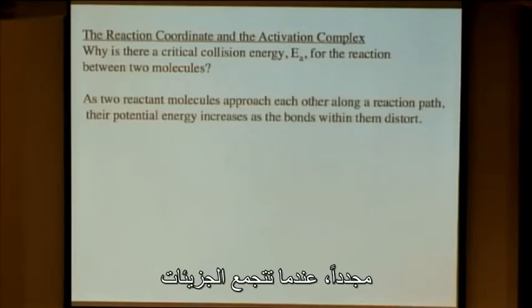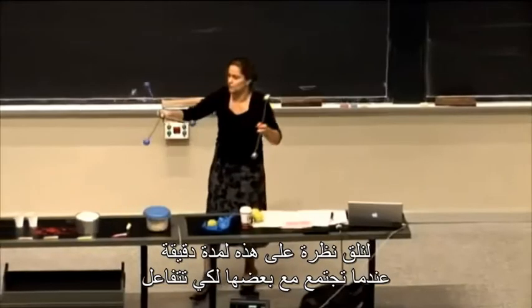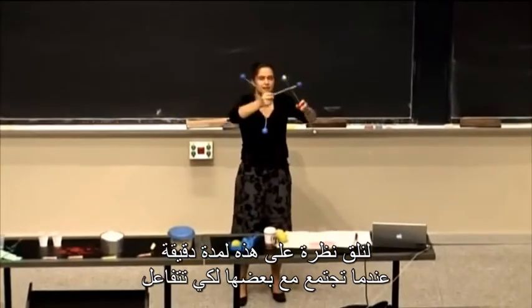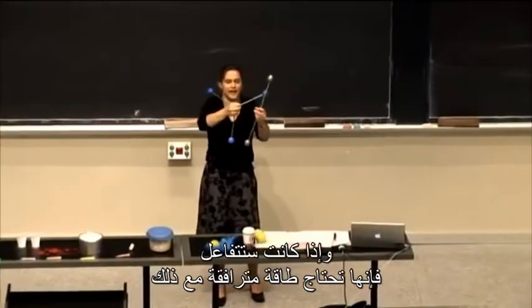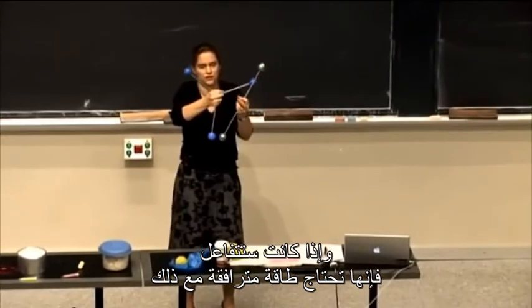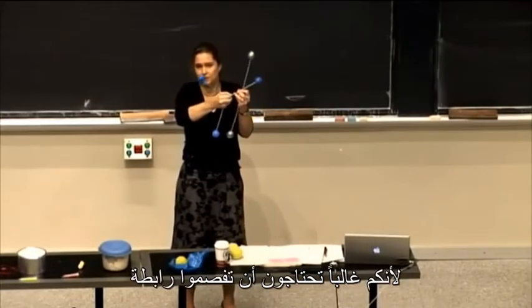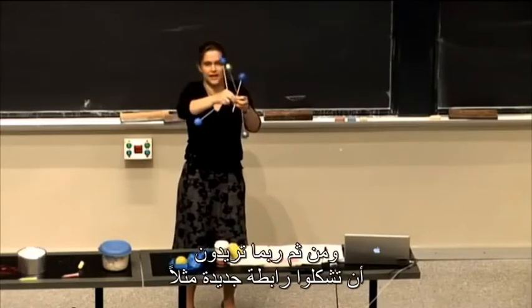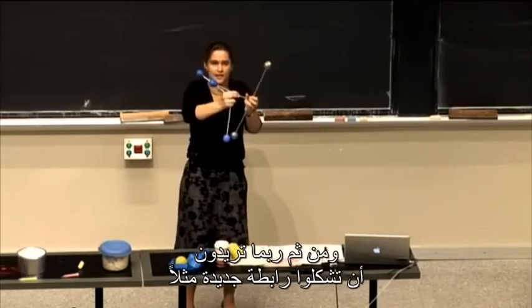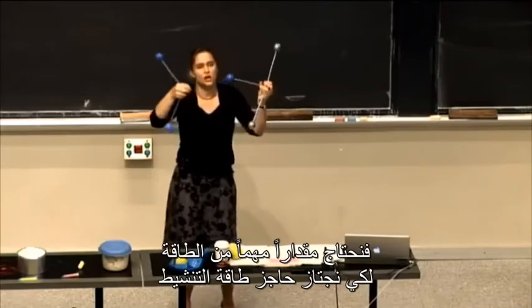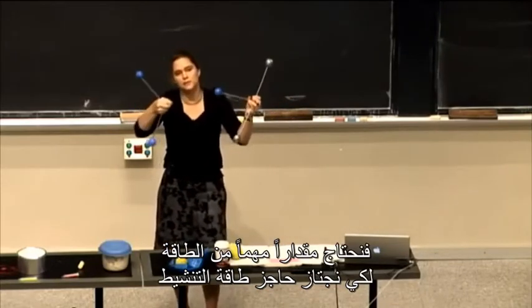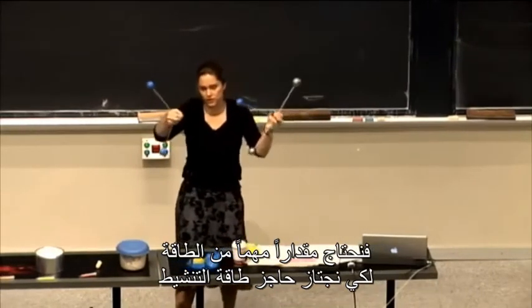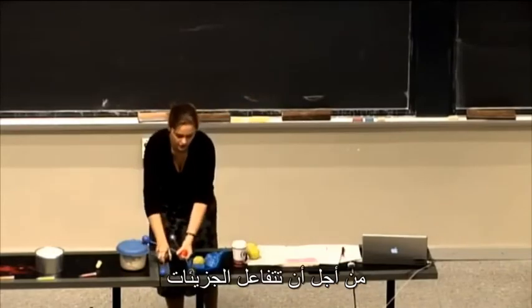So again, when the molecules come together to react, there needs to be some energy associated with this, because you're probably going to have to break a bond, and that's going to take something. And then you may have to form a new bond, for example. So there needs to be a critical amount of energy. You need to be able to overcome that activation energy barrier for the molecules to react.